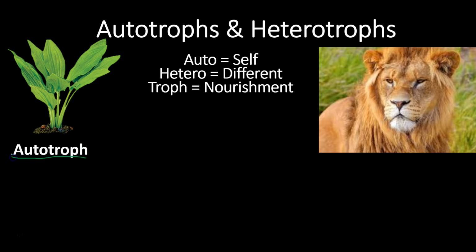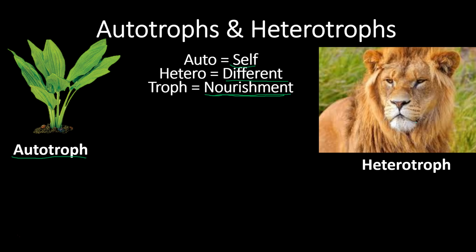Okay, why is it called an autotroph? Because it makes nourishment by itself. Okay, this plant is able to create food on its own through the process of photosynthesis. Now, what about this lion? This lion is an example of a heterotroph. The heterotroph obtains nourishment from different organisms, so it has to eat or consume something.